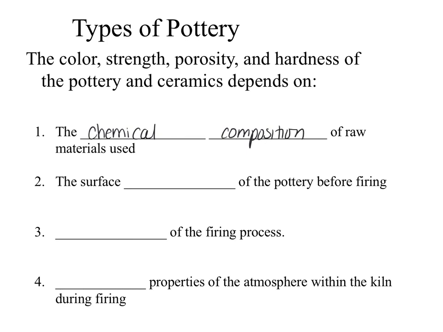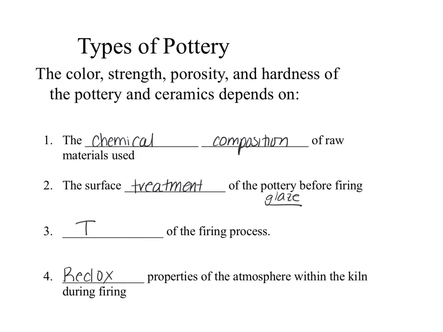The next thing is the surface treatment of the pottery before firing. Are we using a glaze, right? So glaze would be a surface treatment. We talked a lot about glazes giving color to pottery. That would be an example of a surface treatment. The temperature of the firing process helps us figure out what type of pottery that we're going to make. And then the redox properties of an atmosphere within the kiln during the firing.